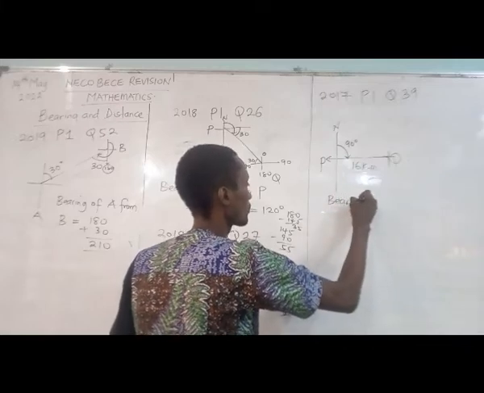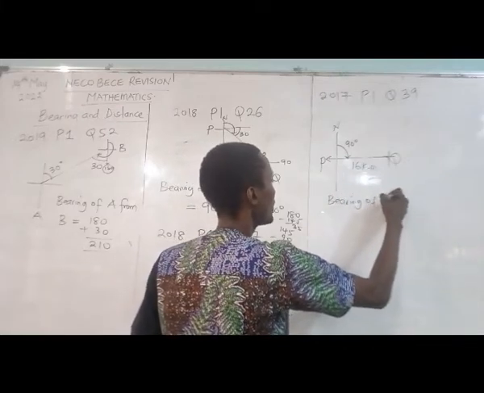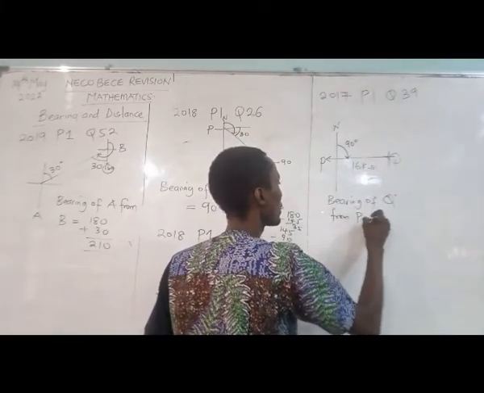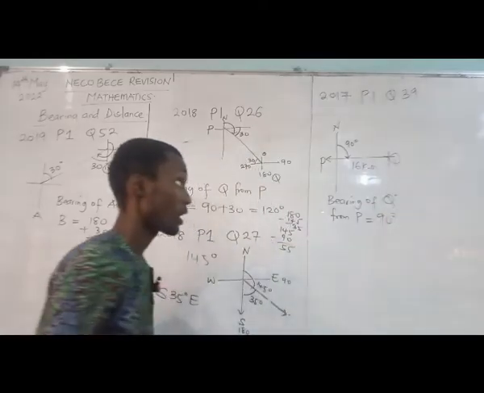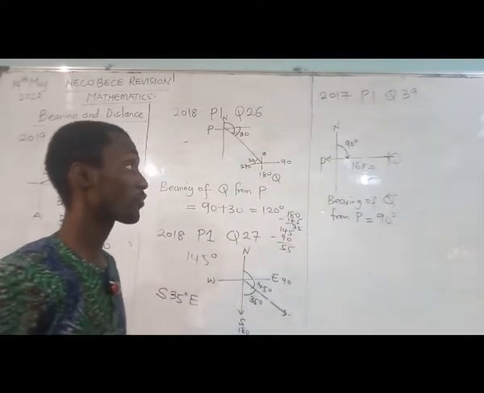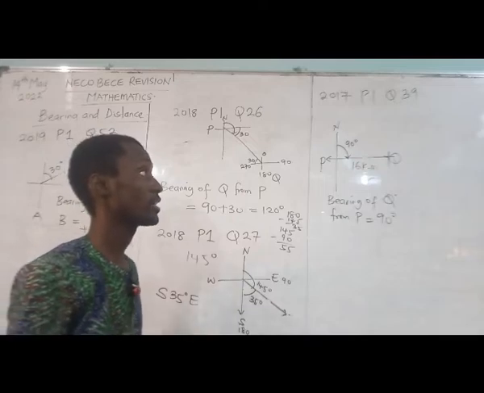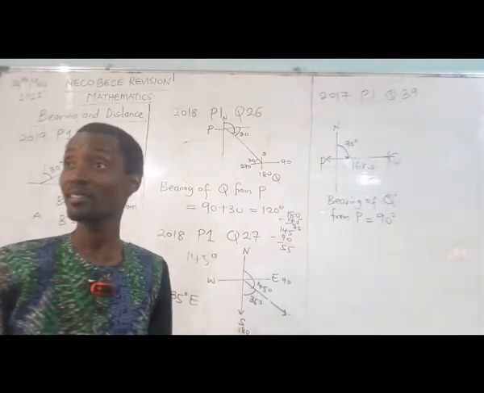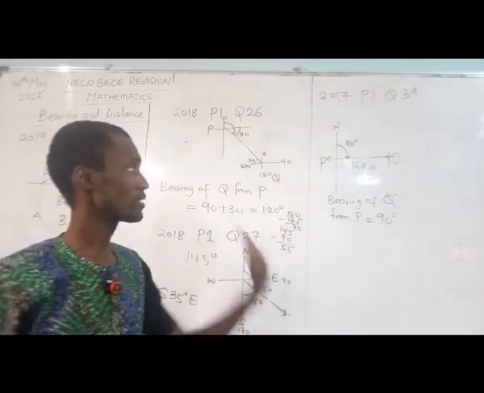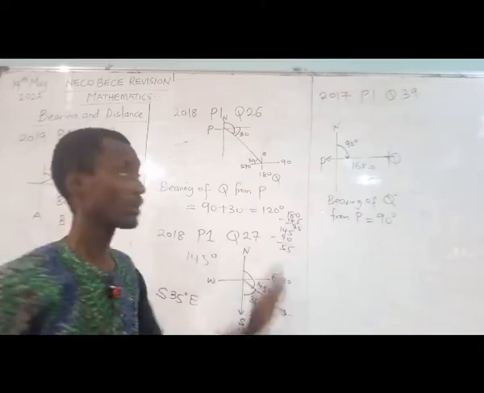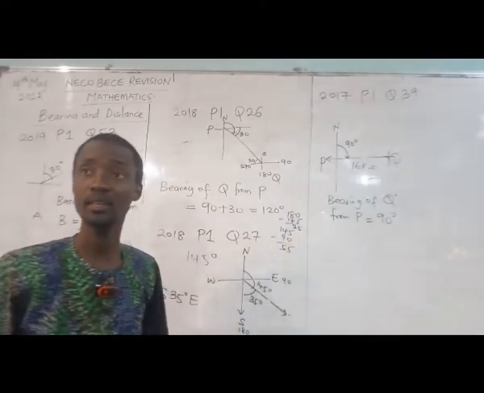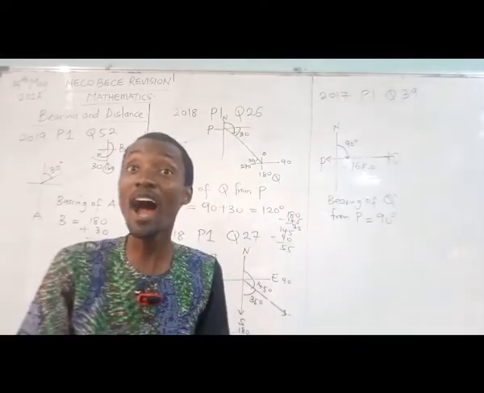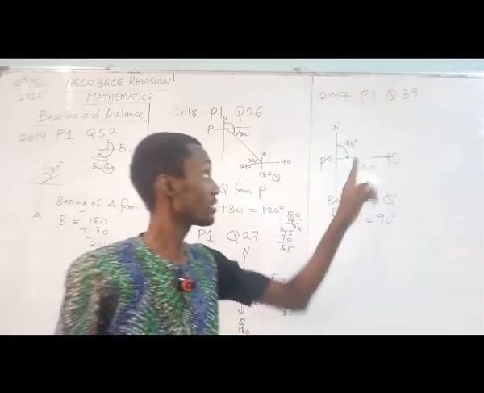The bearing of Q from P is what? 90 degrees. We can also say that the bearing of Q from P is what? East. Do you remember that? It's east. Is it not? Where is Q with respect to P? East. Where is P with respect to Q? West.